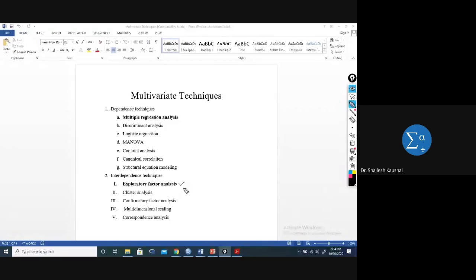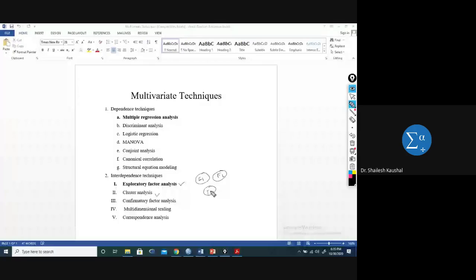So today we will discuss exploratory factor analysis. Here we do not find the relationship between dependent and independent variables. Simultaneously we take all the variables, dependent and independent. Okay. And in basically exploratory factor analysis, we reduce a large number of questions and club them into factor 1, factor 2, factor 3.